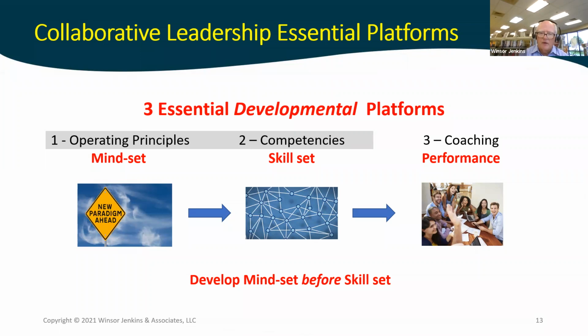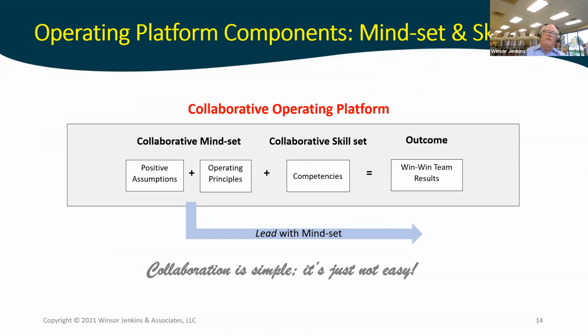And that's important, again, because we're talking about developing an alternative mindset. So this is the platform in a simplified form. You've got little boxes here that represent assumptions, principles, competencies that are used to produce win-win results. I like to tell folks that collaboration is a simple concept. It's just not easy to execute. And I'll get into that here in a second.